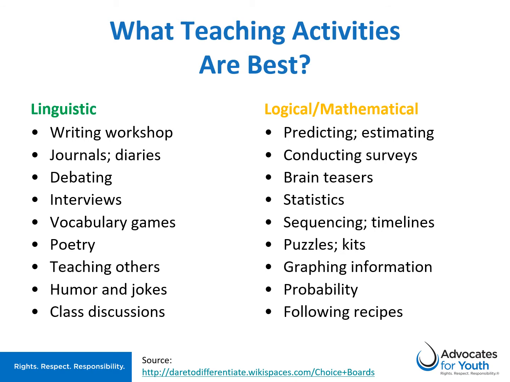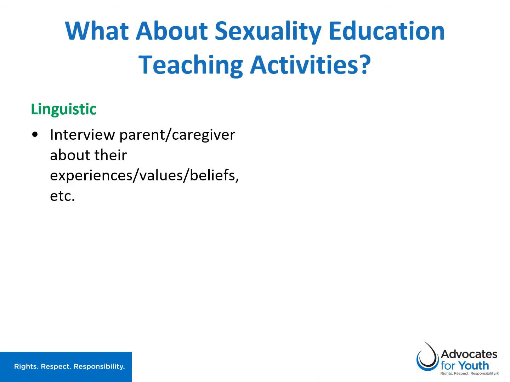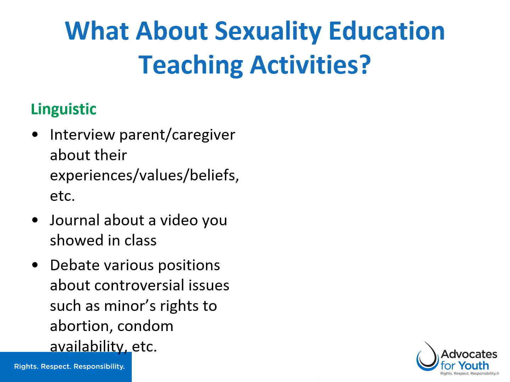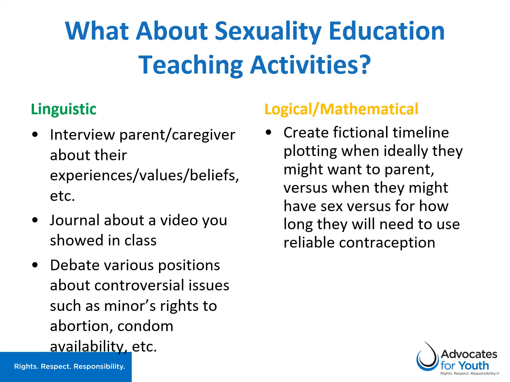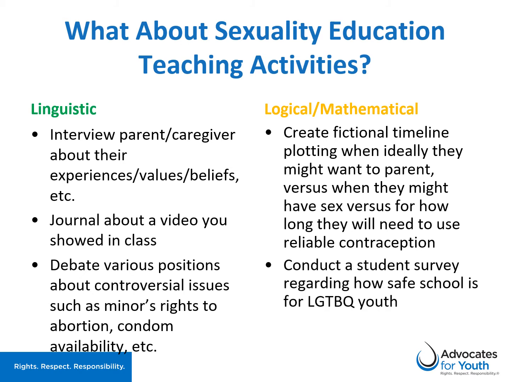So, if we were to think about how best in sexuality education to use these 2 intelligences, here are some ideas that might come to mind. When we're talking about the linguistic side, it might be an interview, it might be a journal, it might be a debate. When we're thinking about logical mathematical, it might be creating a timeline, plotting when they want to become a parent, if they want to become a parent, versus when they think they might need contraception. It might be conducting a survey or some type of analyzing information. So, those are just some ways that the linguistic and logical mathematical intelligences may play out in sexuality education.